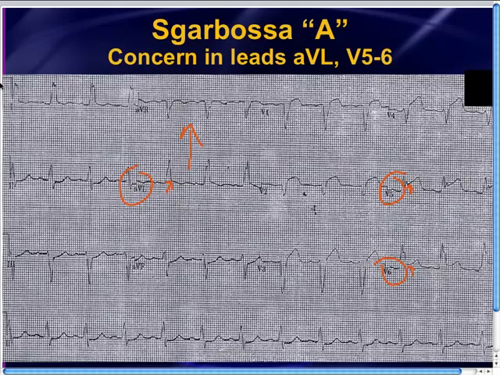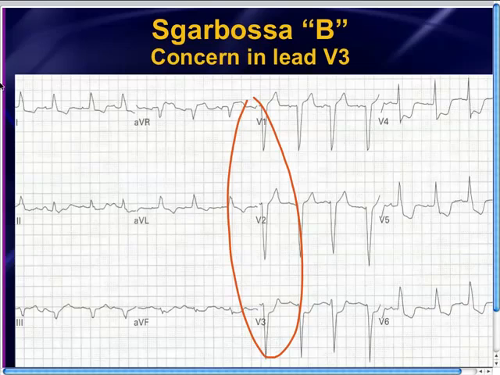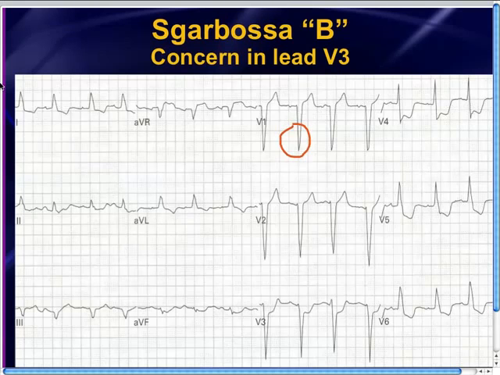That's Scarbosa criteria A. Scarbosa criteria B, Scarbosa described if in leads V1, V2, or V3, where the QRS points downwards, if the ST segment is below the baseline in the same direction, that's bad, more than 90% accuracy. So we'll take a look at these. Lead V1, QRS points downwards, and the J point is in the opposite direction. That's good. We're happy with V1. What about V2? QRS points downwards, J point is isoelectric. That's okay also. Isoelectric is fine. We're happy with lead V2.